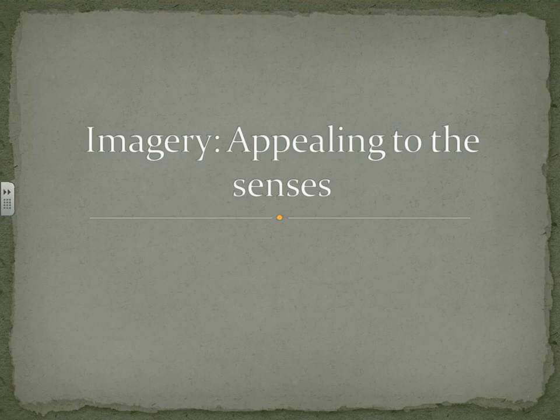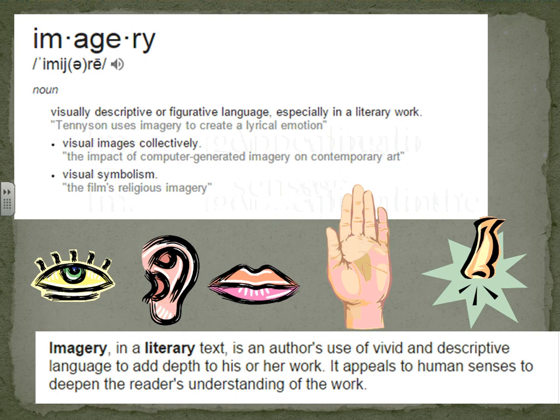Imagery, appealing to the senses. Imagery is visually descriptive or figurative language, especially in a literary work. It uses an author's words, such as vivid or descriptive language, to really add depth to the work. Imagery appeals to the human senses and deepens that connection or understanding to the work.